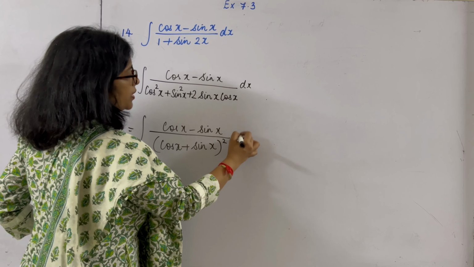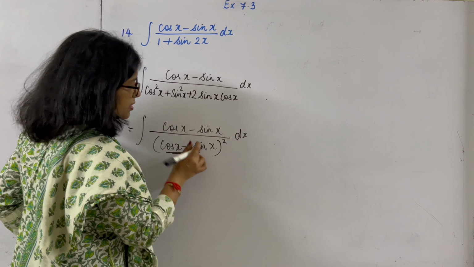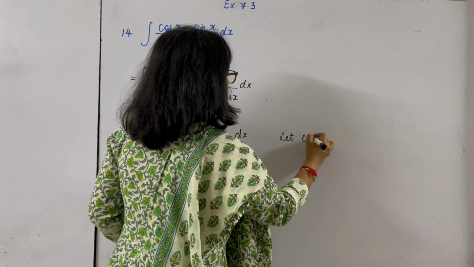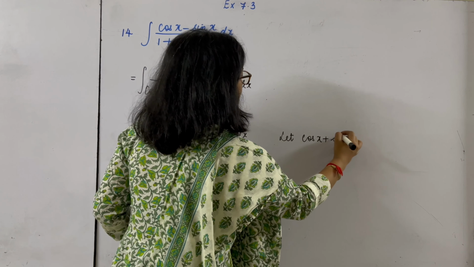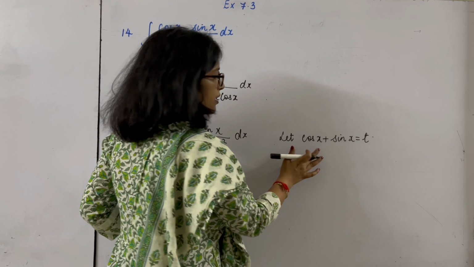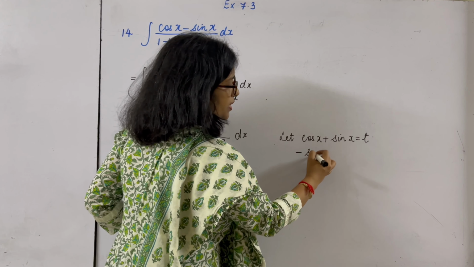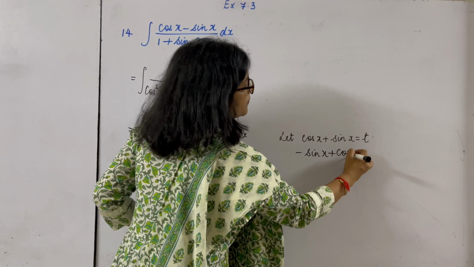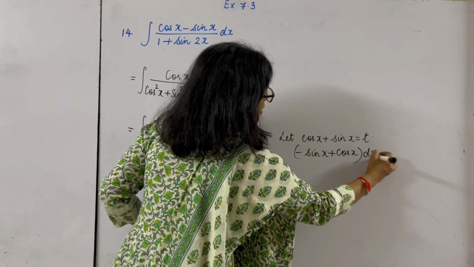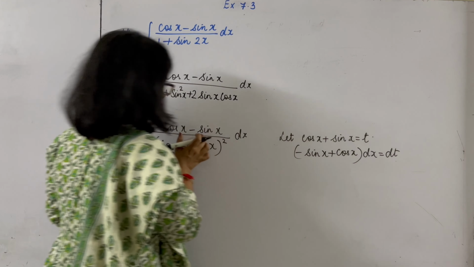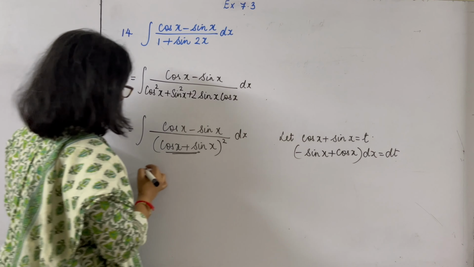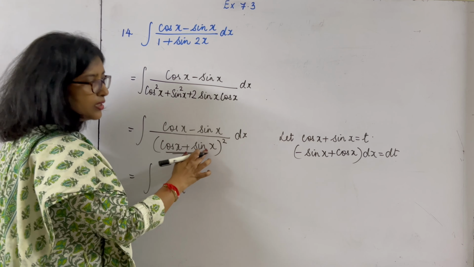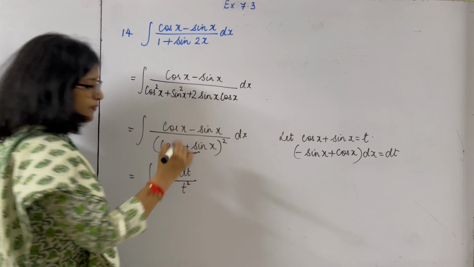And now I think it's quite clear, because if you take this as t, the rest is going to become dt. So let's substitute. Let cos x plus sin x be t. What's the derivative of this? Cos x derivative is minus sin x. Derivative of sin x is cos x. So dt equals cos x minus sin x dx, that's the numerator. So numerator became dt, denominator is t, and this is square, so t square.